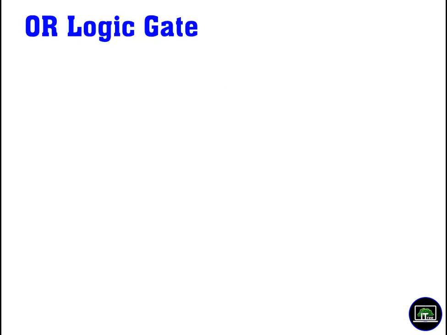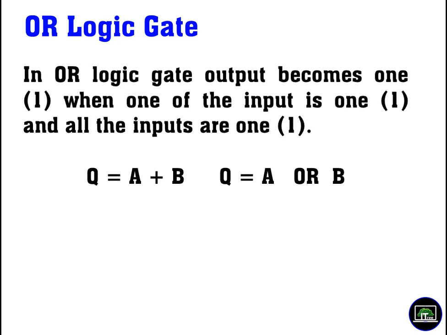Okay. Then can you explain the operation of the OR gate? In an OR gate, output becomes 1 when one of the inputs is 1 or all the inputs are 1. So this is the way we write the Boolean expression for the OR gate, A plus B.